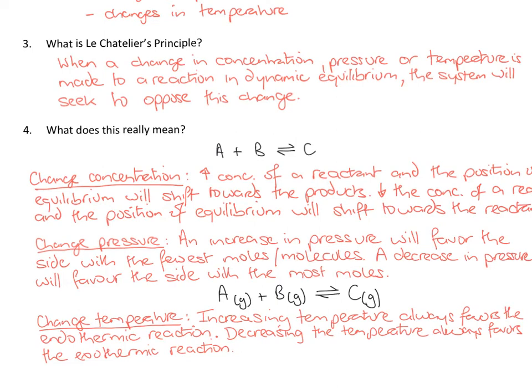Similarly, if we decrease the temperature of a system, then we are in effect decreasing the thermal store. And again, the system seeks to oppose that change. So it wants to increase back the thermal store. And the only way we can get a transfer to the thermal store within the system is if we get more of the exothermic reaction taking place. So more energy is released. So the energy in the thermal store increases back.